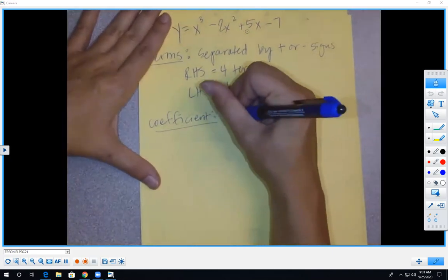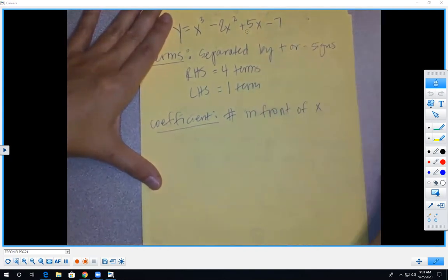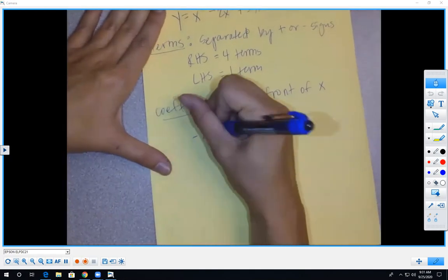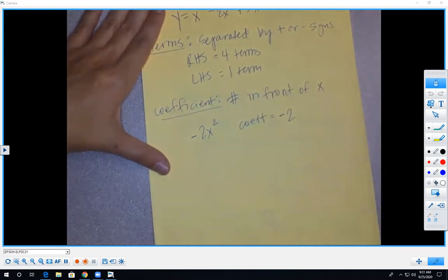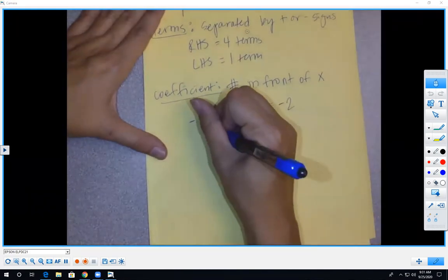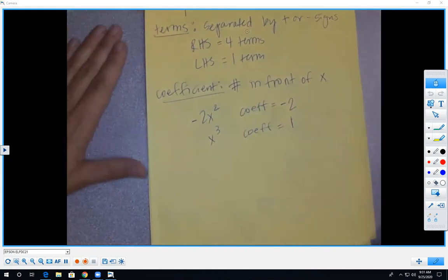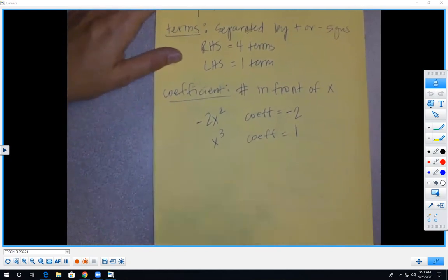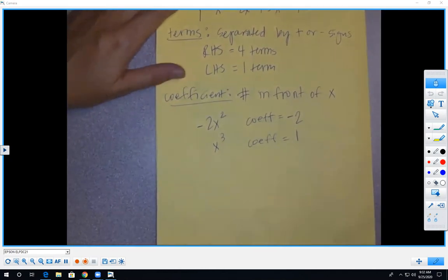Okay, so a coefficient is just a number in front of an x. For example, for negative 2x squared, the coefficient is negative 2. For x to the third, the coefficient is 1. And in a second, we're going to start talking about the leading coefficient. The whole reason I'm going over this is that in your college algebra class, they're just going to start talking about the leading coefficient, and you need to know what a coefficient is.